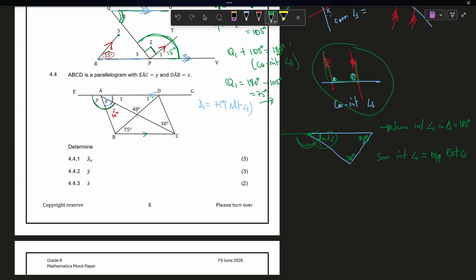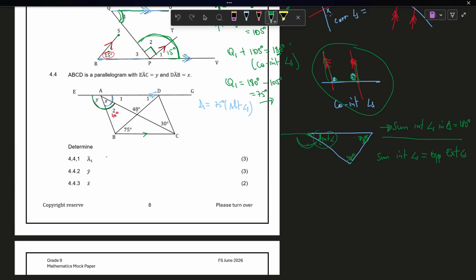It means we can now find y. It's easy for us to find y. Okay. Can we find a1? Yes, we can find a1. We can find a1 using this statement right here, right? The sum of interior angles. So what are we going to have?